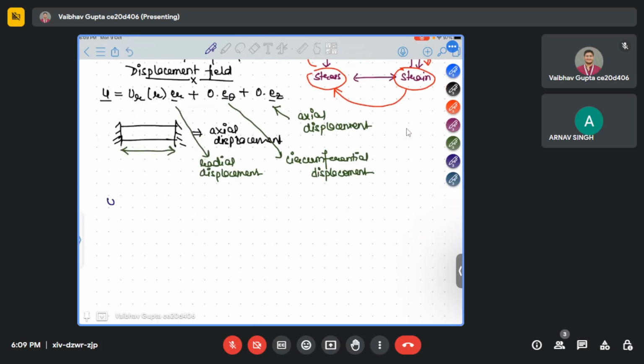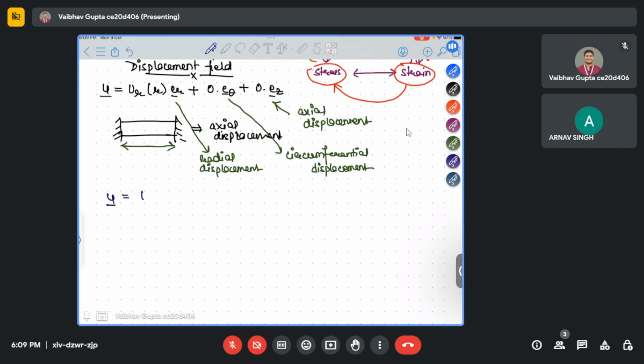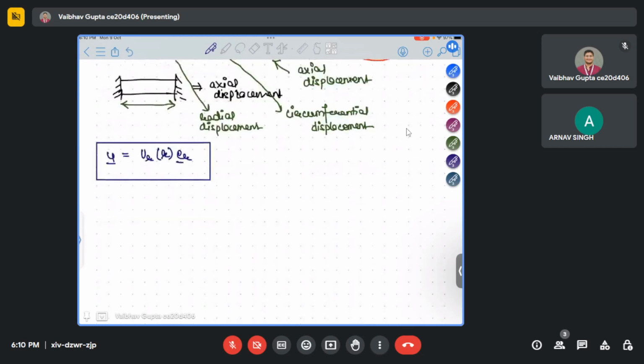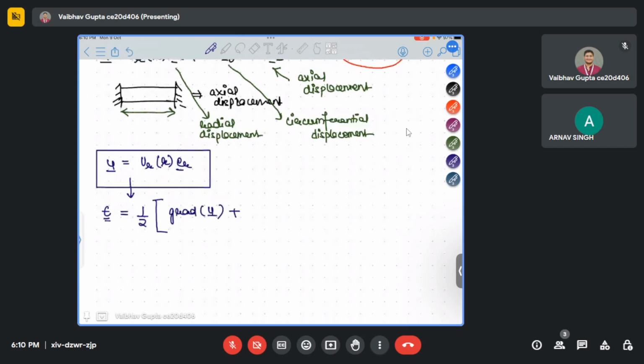So hence our displacement field will be equal to ur, which will be a function of r. r means radius, from inside radius to outside radius. Inside radius is Ri, outside is R0. So this is our displacement field. Now once you got the displacement field, what do we do to get the strain? Epsilon is nothing but half of grad of u plus grad of u transpose.